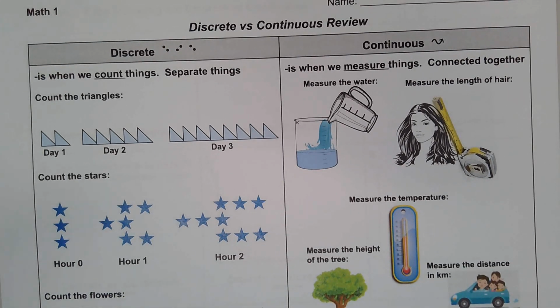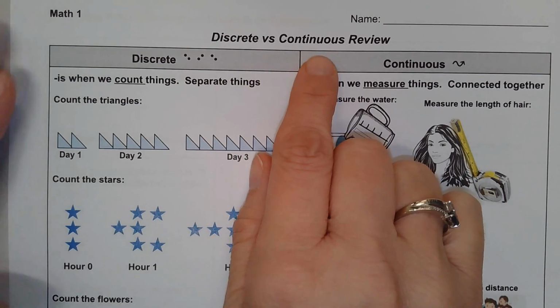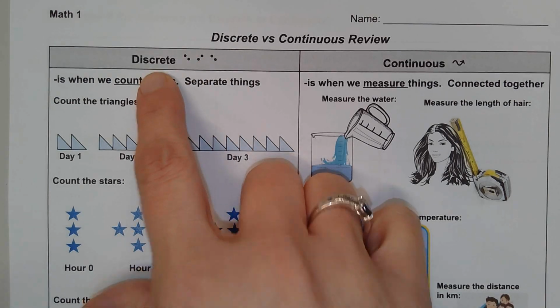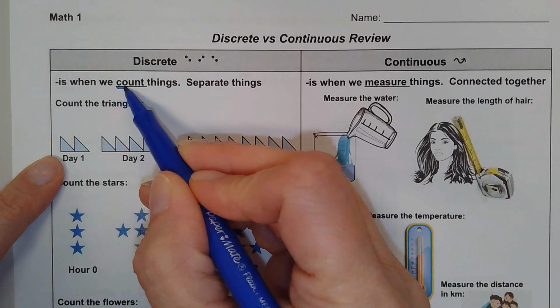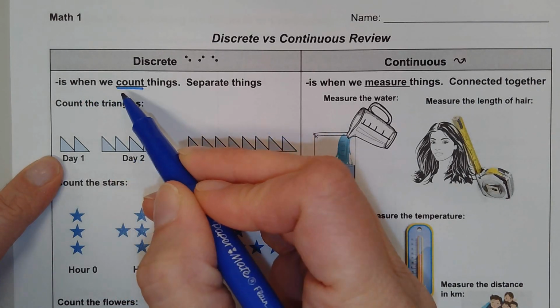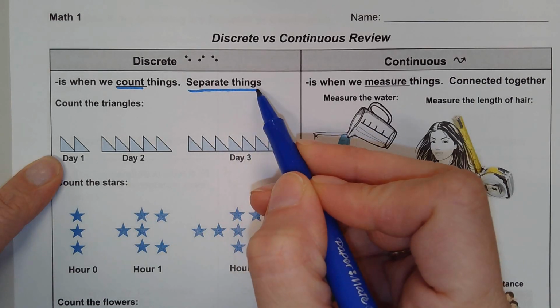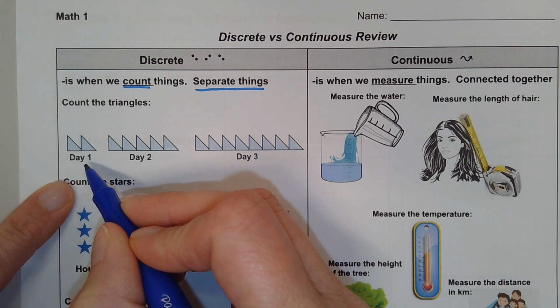Okay, students, let's review the difference between discrete and continuous. So in mathematics, discrete is something that we count. It is when we count things. They are separate things. For example, let's count these triangles.